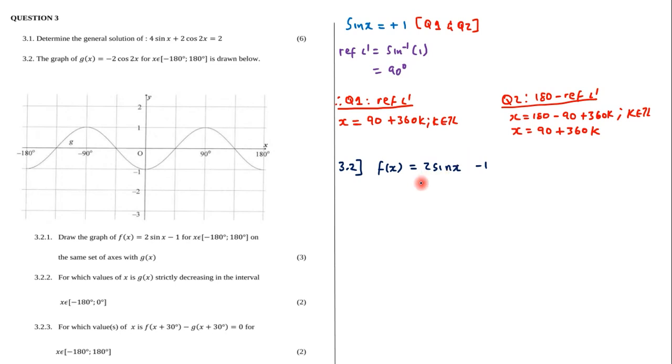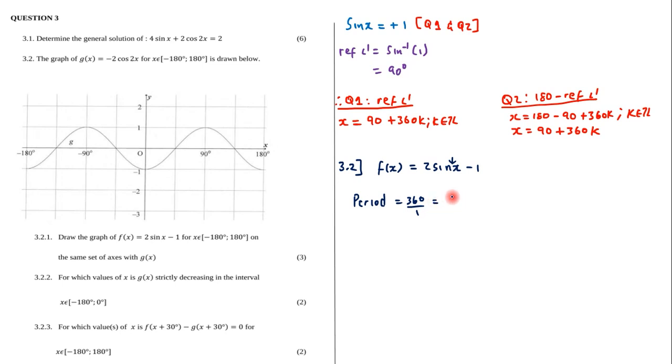Now whenever we are sketching, we need to understand how our graph looks. So we always start with what? With the period. The period here is always 360 divided by the value that's next to x.